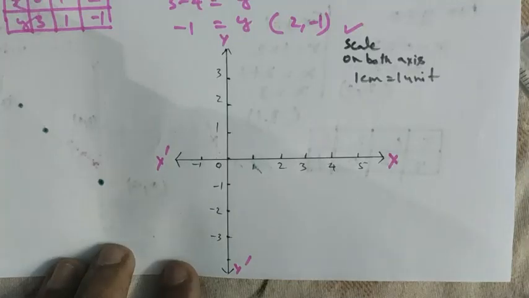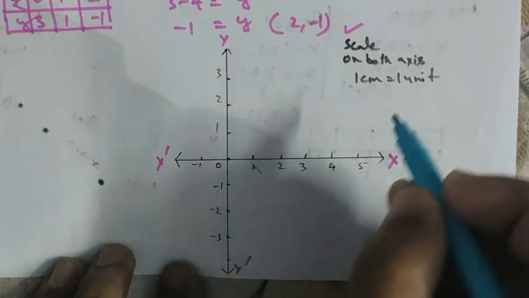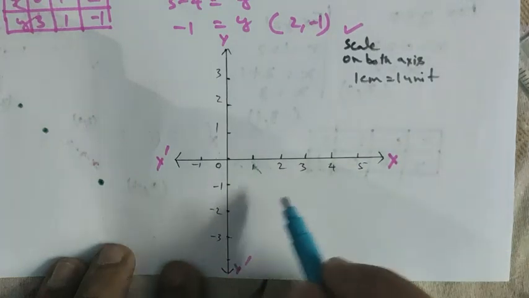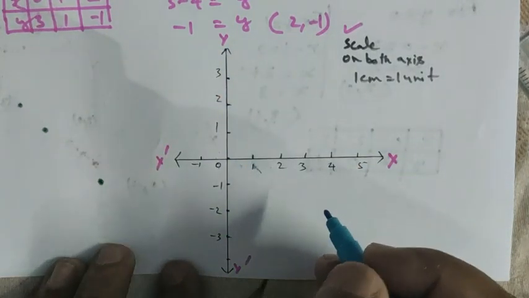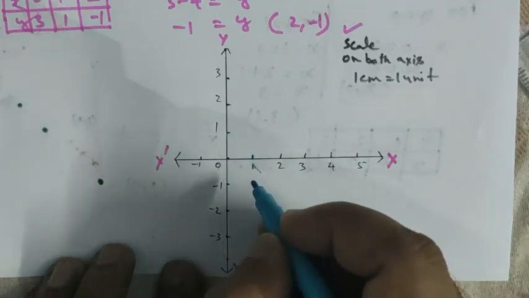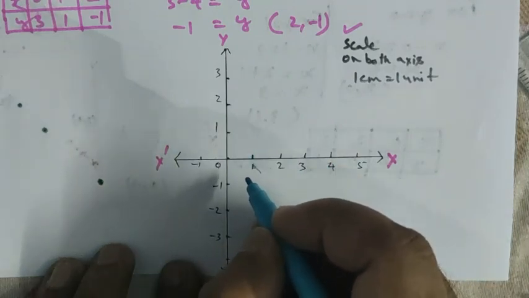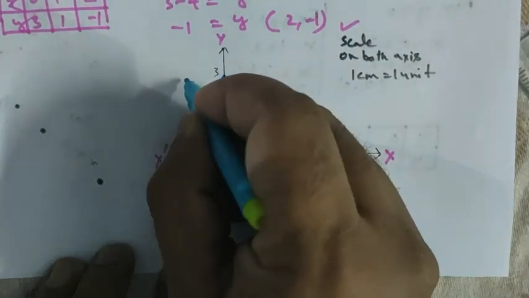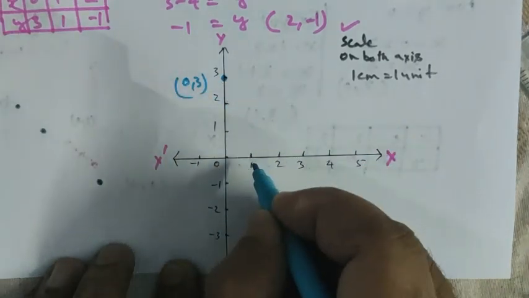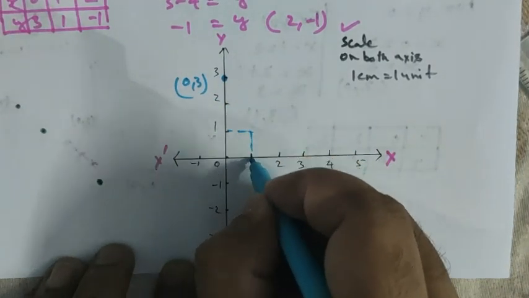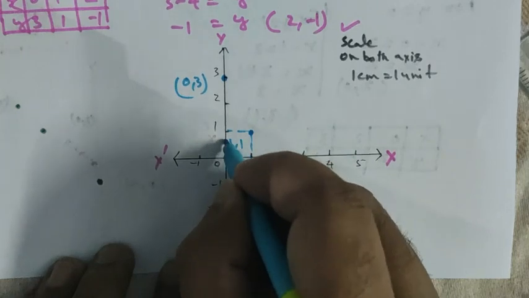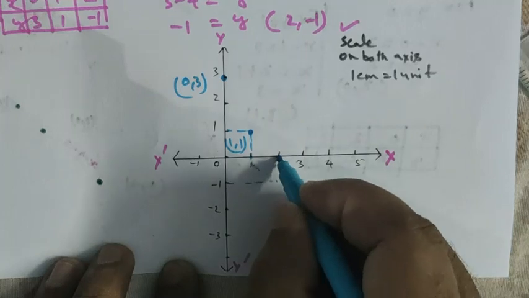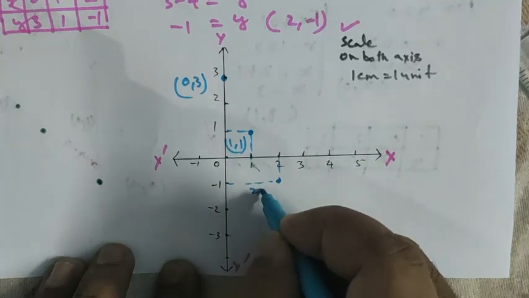Now we will plot the graph. So first of all, the scale we have taken on both axes: 1 centimeter is equal to 1 unit, and x dash, y dash. Then the first point is 0 comma 3. x is 0, so it will be on the y axis. So x is 0, y is 3. This will be 0 comma 3. Okay. Second is 1 comma 1. So 1 comma 1 will be this point. Then 2 comma minus 1 will be this point, 2 comma minus 1.